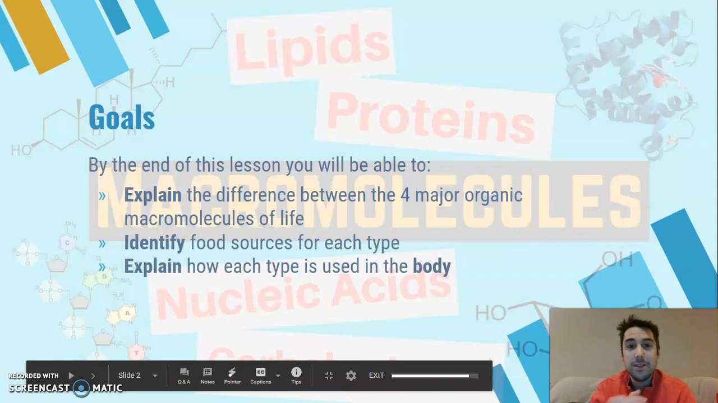So let's explain the difference between the four major organic macromolecules of life, identify food sources for each type, and explain how each type is used in the body. Those are our goals for today.